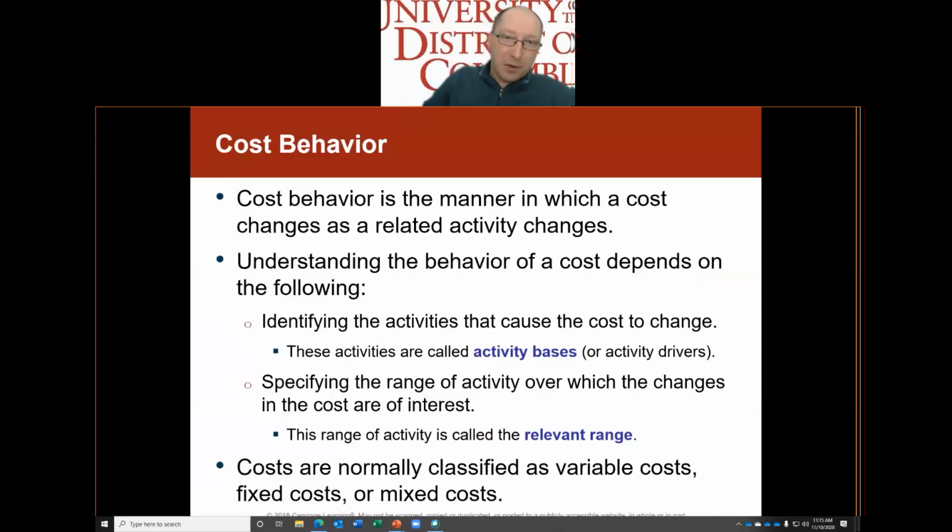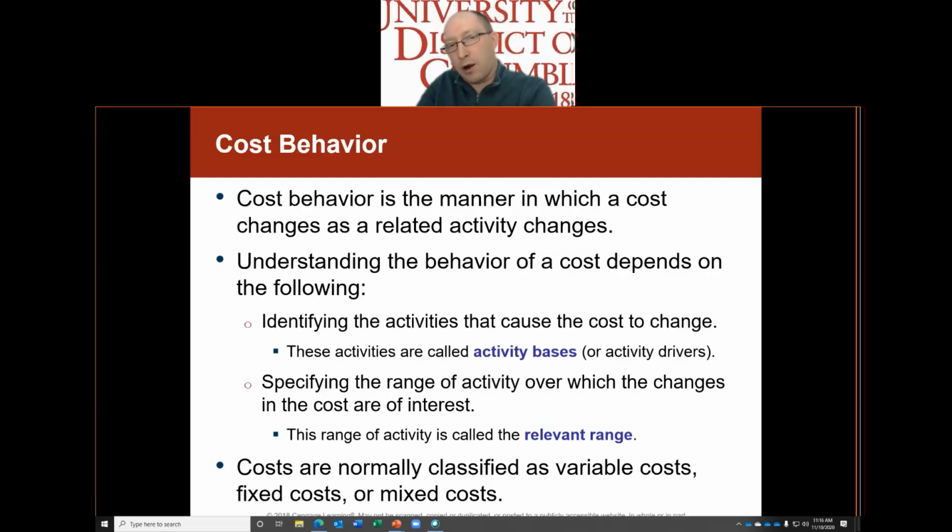There's cost behaviors. Cost behavior is the manner in which the cost changes as it relates to activity changes. Very simple. The way I want you to think about this is the more output we have, output meaning finished goods, the more finished goods we have, the more that we sell those finished goods, the more profit we take in, right? The more revenue we take in.